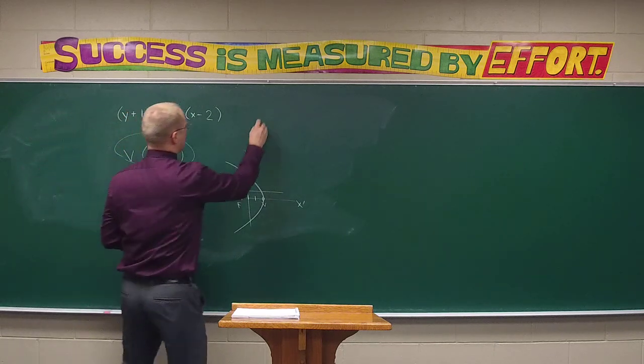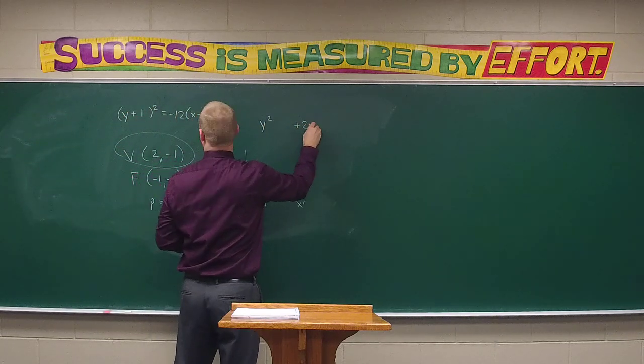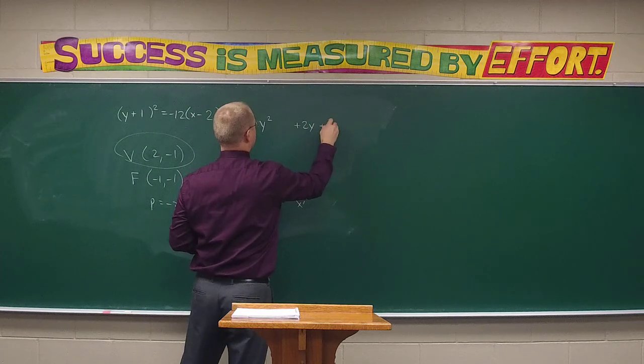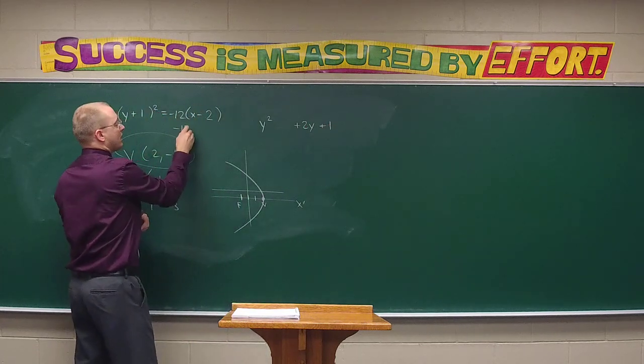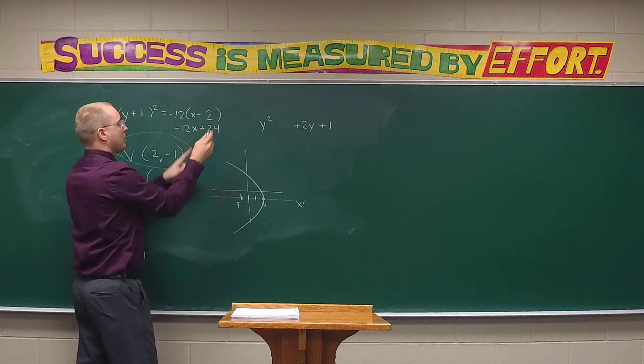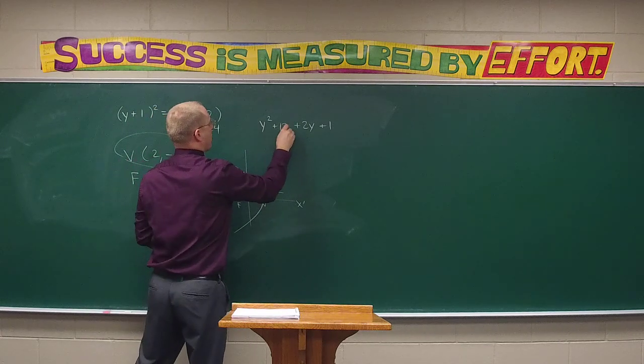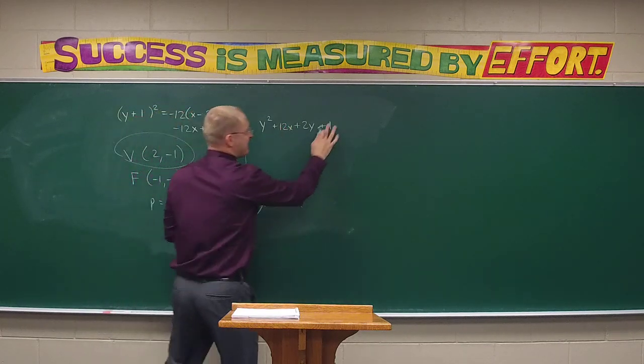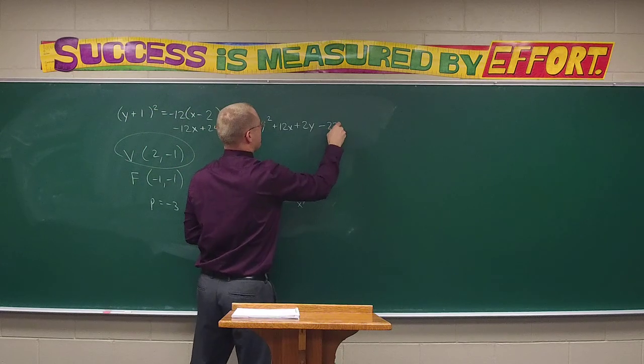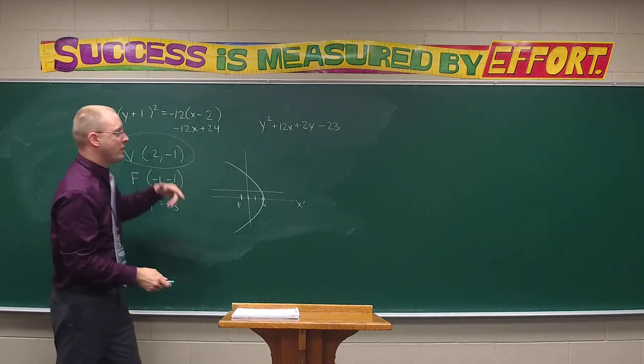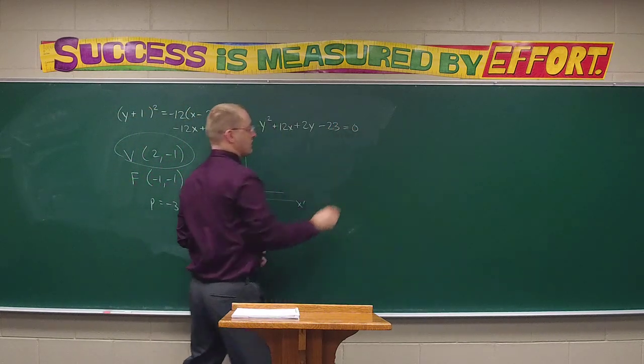And then hopefully you squared, distributed, brought the 12x over as a positive 12x, brought the 24 over as a negative 24, which actually gives you negative 23 because of the positive 1, all equal to 0.